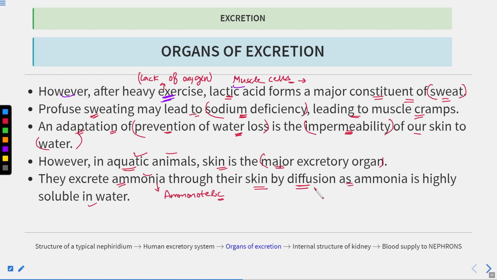So in diffusion, what happens? There is a formation of a concentration gradient. For diffusion to occur, you need a concentration gradient. Inside, the level of ammonia is very high. Outside, the level of ammonia is less. So by the process of diffusion, ammonia is eliminated out of the body through the skin in aquatic animals. Okay, this is clear.